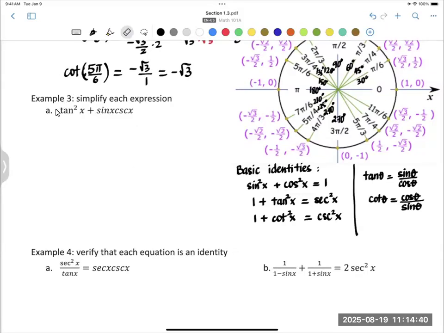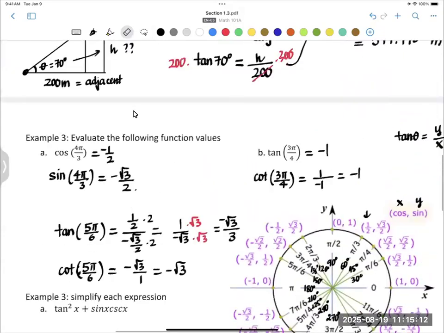Now let's take a look at example 3, where we want to simplify the expression. First of all, we have to look at whether there is anything we can do with the problem. I see tangent square. So the basic identity: if I have tangent square plus 1, then I have secant square, but there's no number 1 there. But in the next term, we see sine x multiplied by cosecant x.